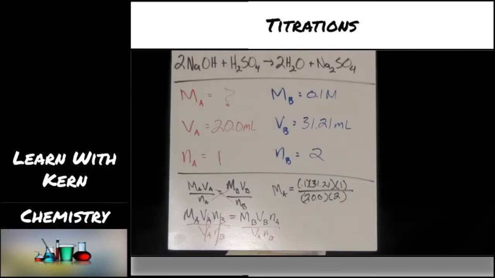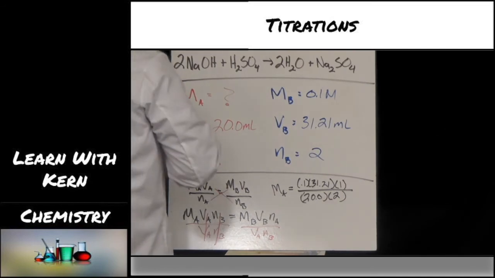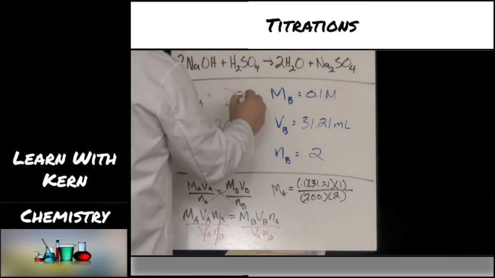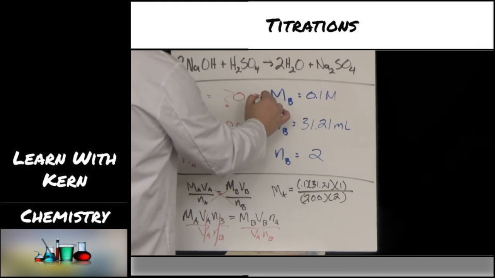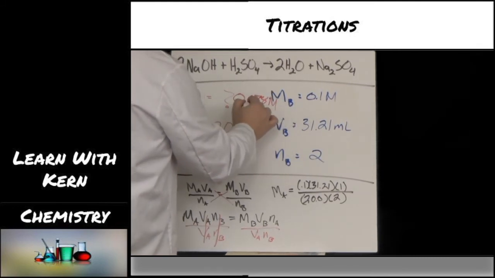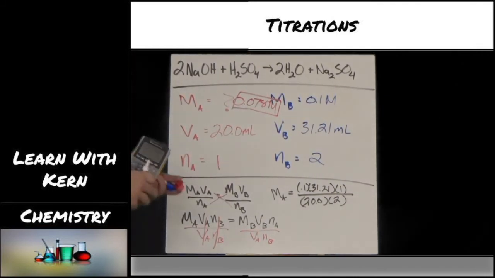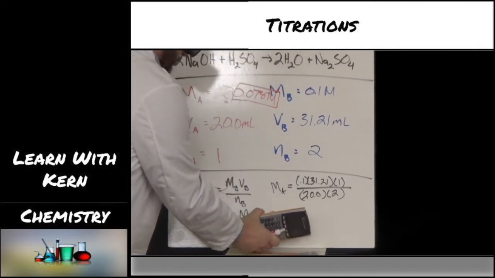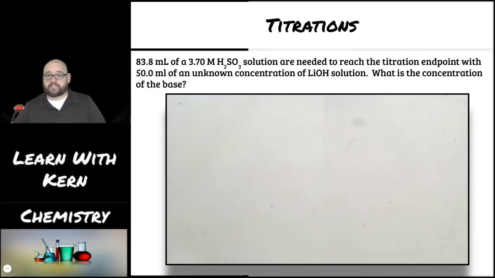So now in our calculator, we multiply that out, and that gives us an answer for our acid of 0.078 molar. And there we go. So now we're going to do another example.